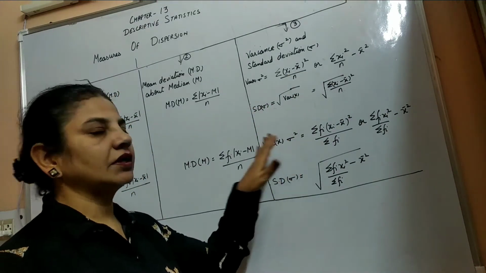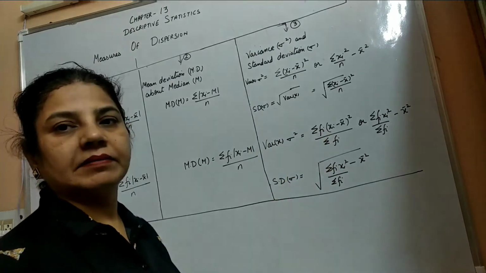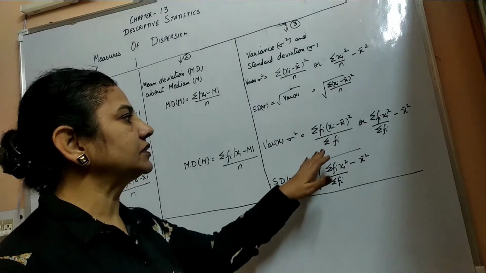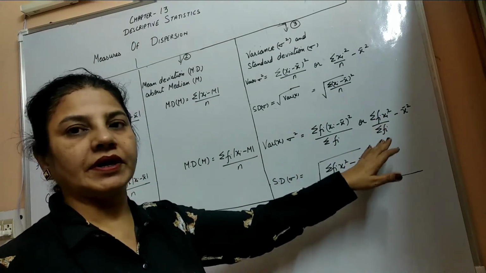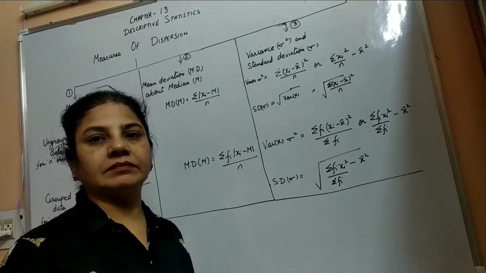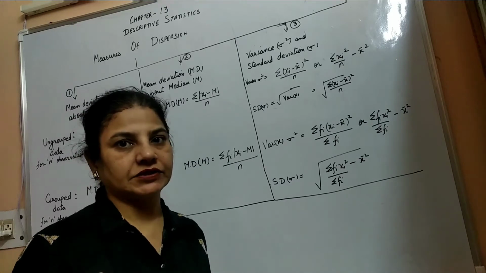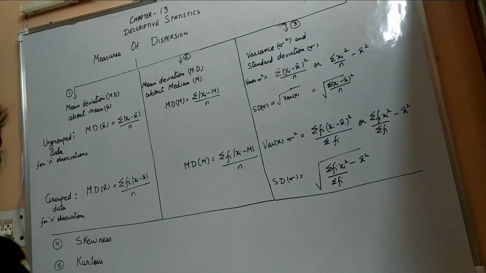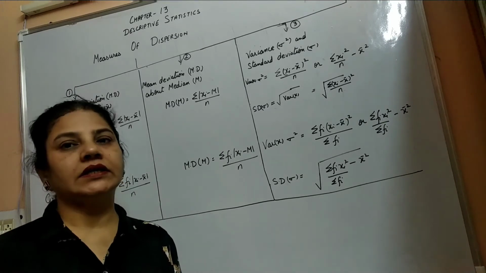Variance sigma square, when grouped data is given to you, is sigma fi (xi minus x bar) whole square upon sigma fi, or you can say sigma fi xi square upon n minus mean square. Standard deviation is the same: just take the square root of variance and you will get the standard deviation. Skewness and kurtosis, all these topics we are going to study in detail in this video.